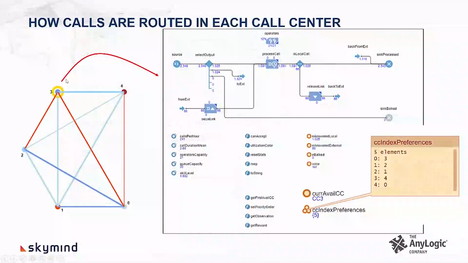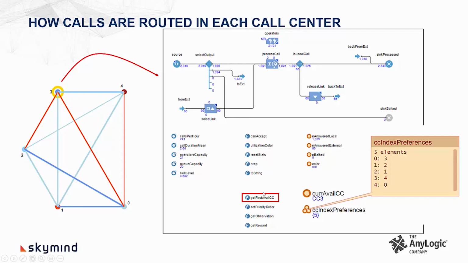So in other words, if you look at this, I'm inside one call center, let's say index 3. Here we have the CC index preferences, and when you run the model, it will be populated by these indexes. As I mentioned, when a call comes in and gets to the select output, this function, get first available CC, gets called. And the way it selects the destination of the call is with this kind of logic.